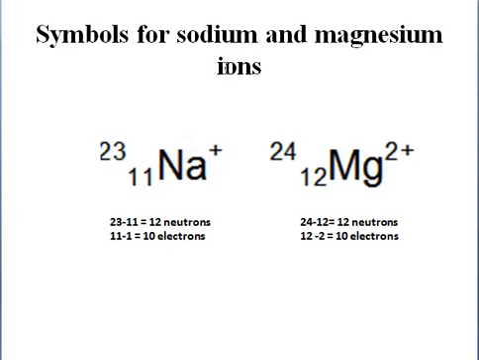Here we have symbols for sodium and magnesium ions. An ion is a charged atom. The symbol for sodium has the alphabetic symbol Na in this case. The subscript is an 11, which is the atomic number of sodium. And remember, it tells you the same information as the alphabetic symbol. The mass number is 23 in this case. Since the mass number is 23, there are 23 minus 11, or 12 neutrons in this sodium atom.